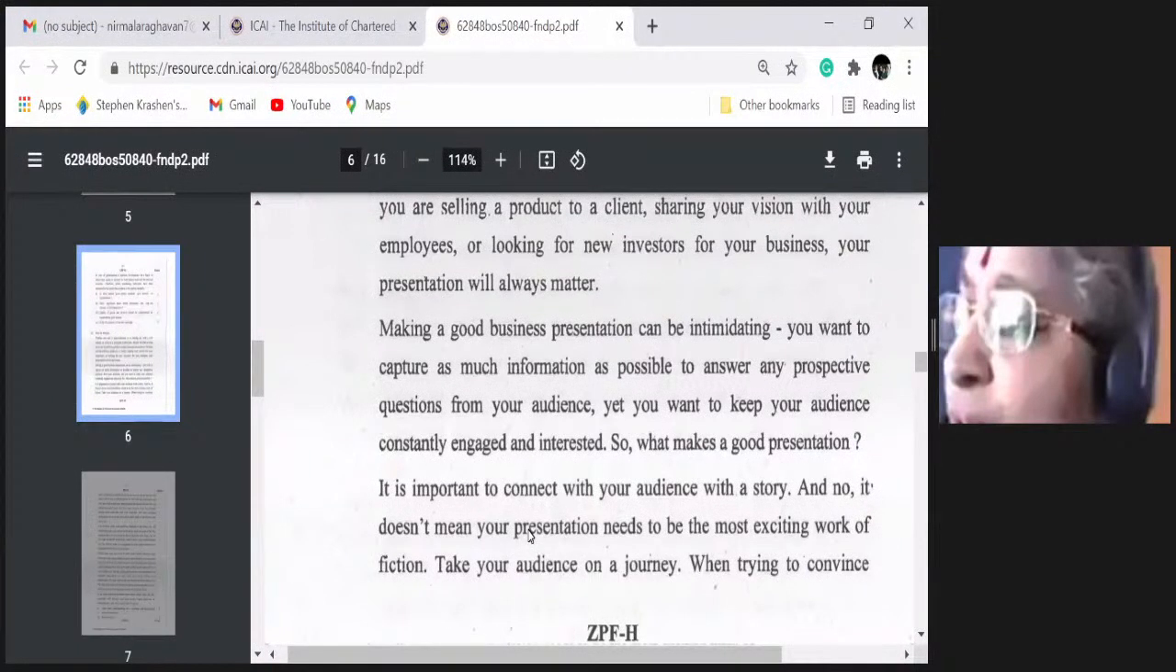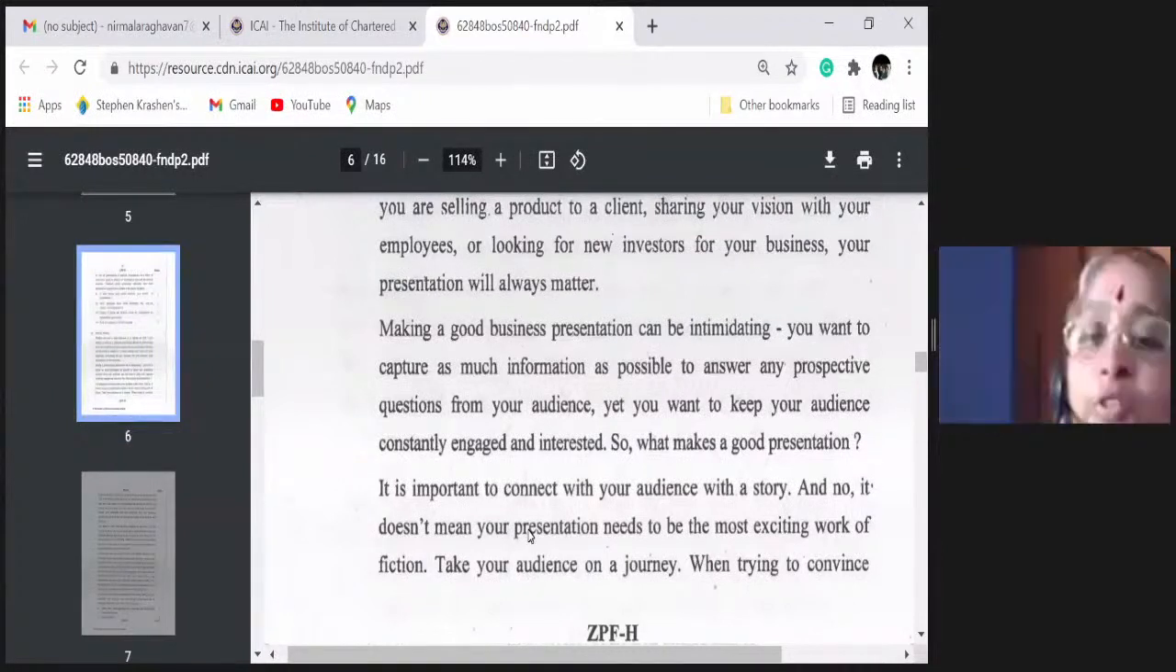So the second paragraph: making a good business presentation can be intimidating. You want to capture as much information as possible to answer any prospective questions from your audience. Yet, you want to keep your audience constantly engaged and interested.